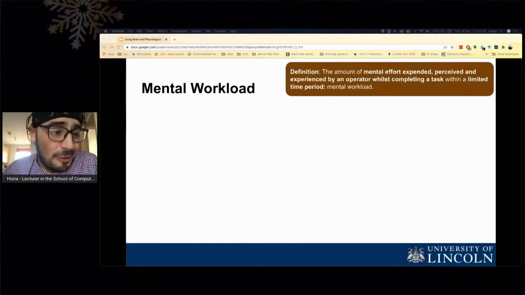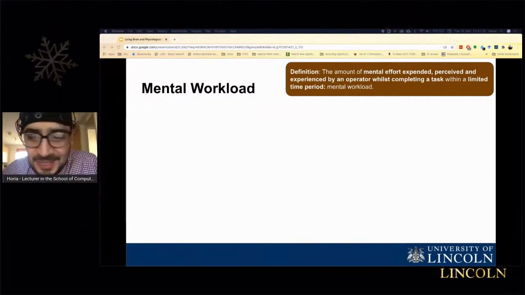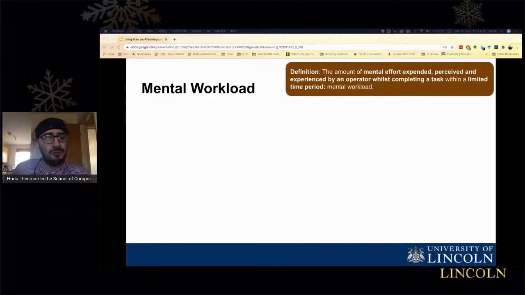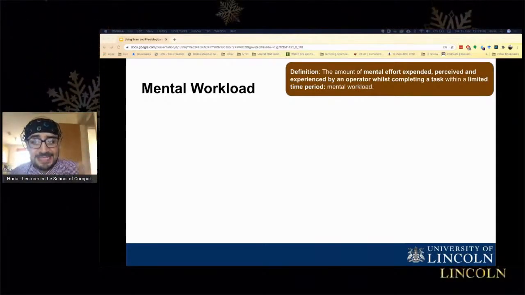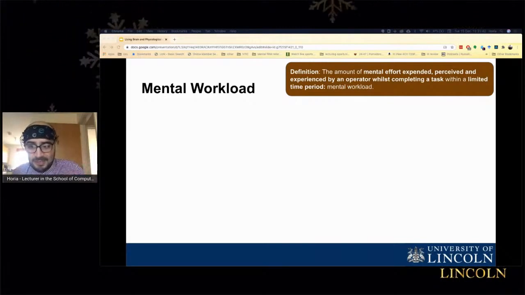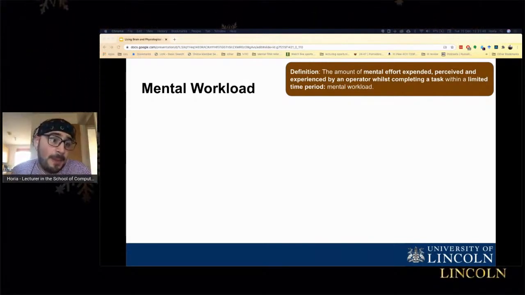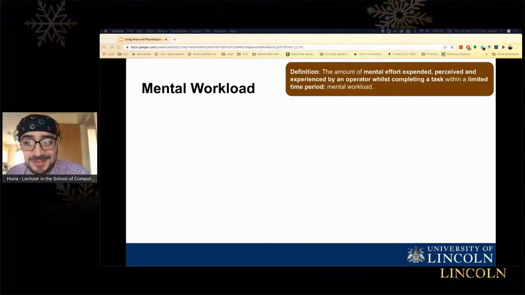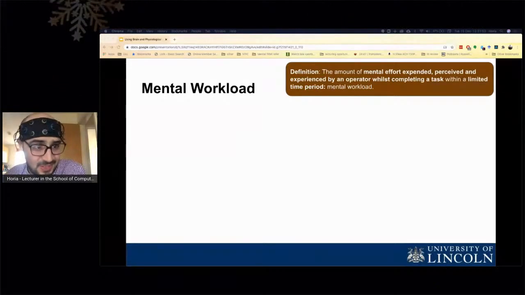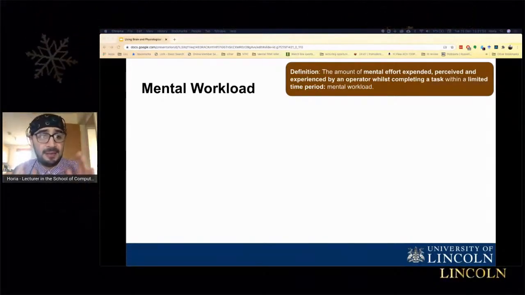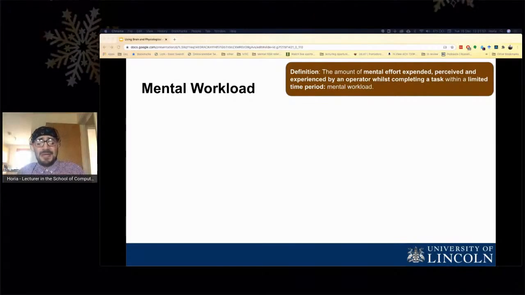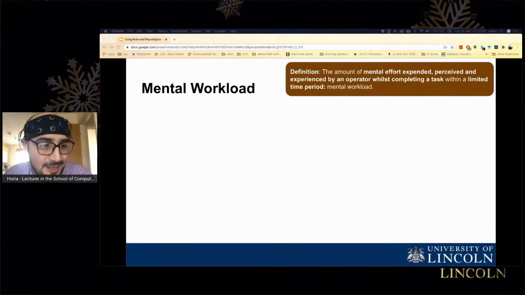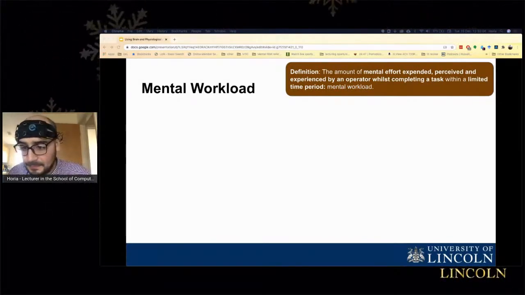And this brings us to a term called mental workload. Maybe you've heard about this. Mental workload refers to the amount of effort expended, perceived, so how people feel about what they are doing, and experienced by an operator whilst completing a task within a limited time period. And this is important. As human beings, we have limited capacity. That means we can perform a limited set of tasks at any given time.